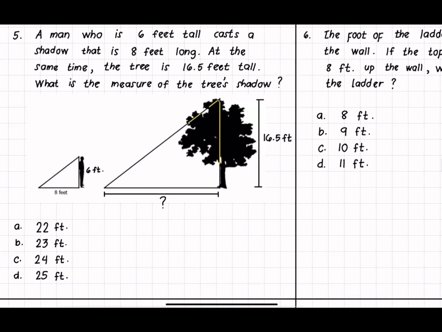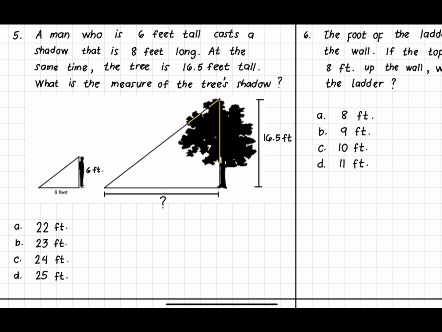Okay, let's go to number 5. A man who is 6 feet tall cast a shadow that is 8 feet long. At the same time, the tree is 16.5 feet tall. The question is, what is the measure of the tree's shadow?